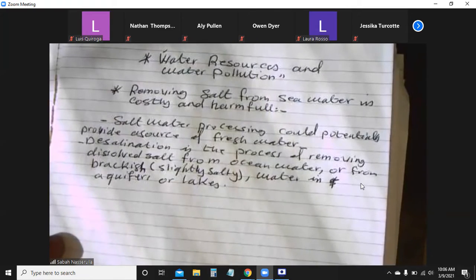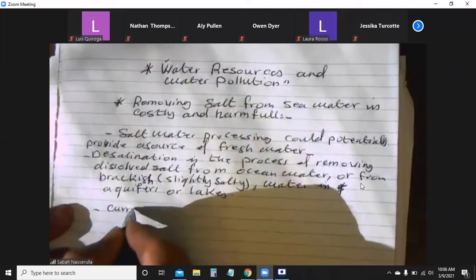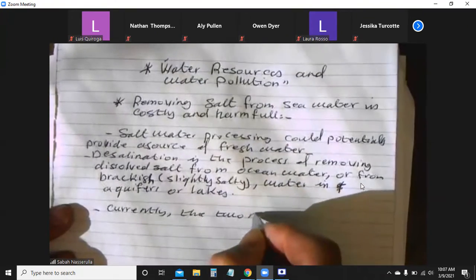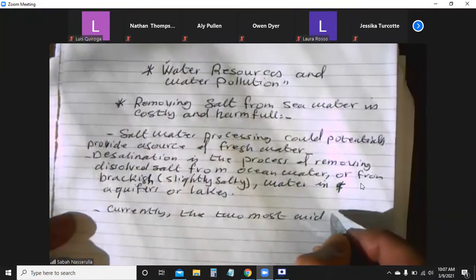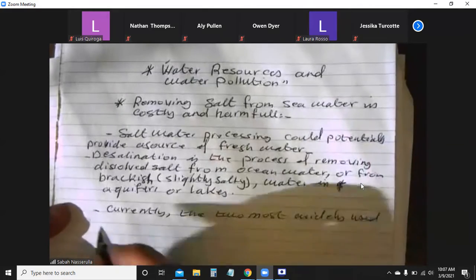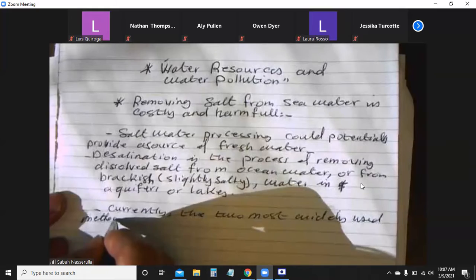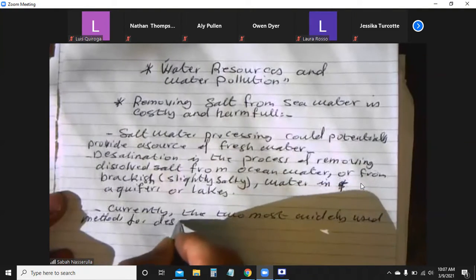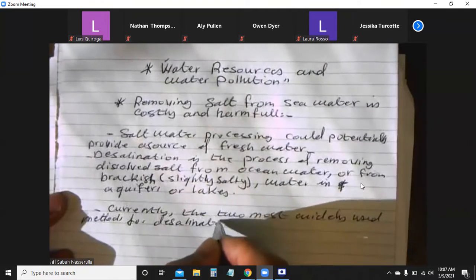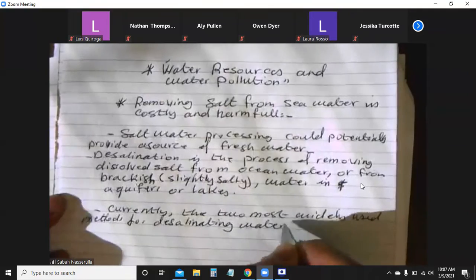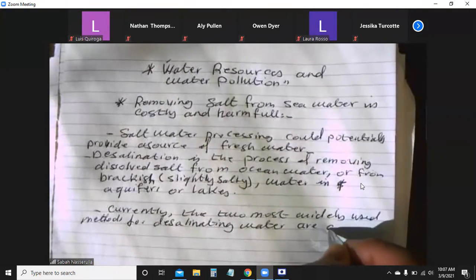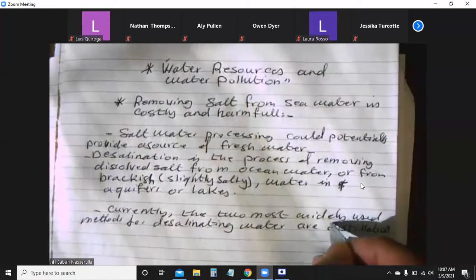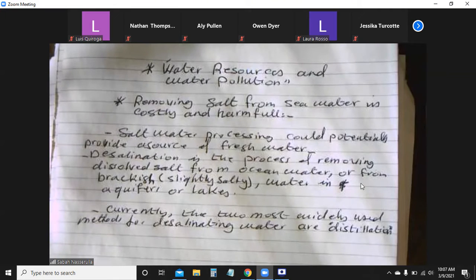Now, as I mentioned, currently the two most widely used methods for desalinating water are, as I told you, distillation and reverse osmosis.